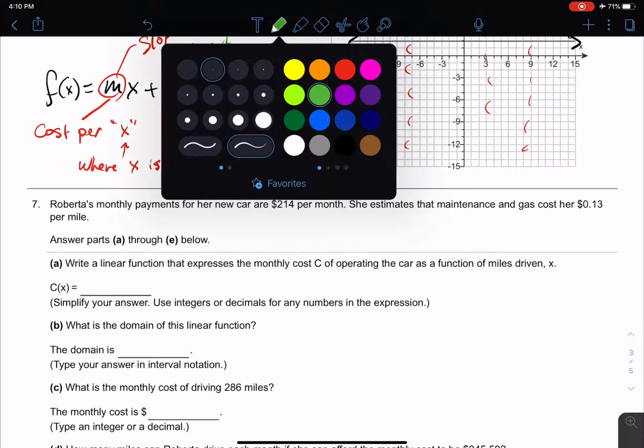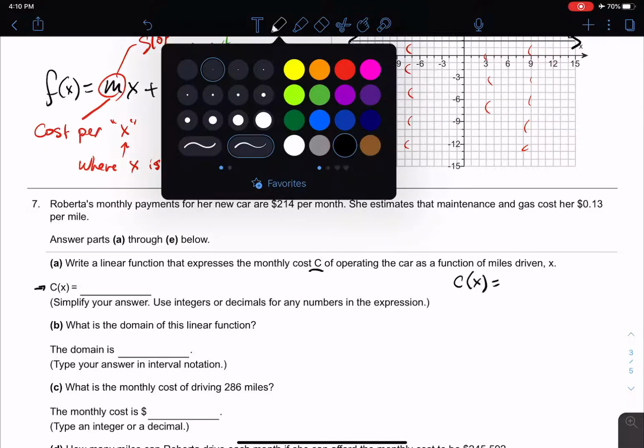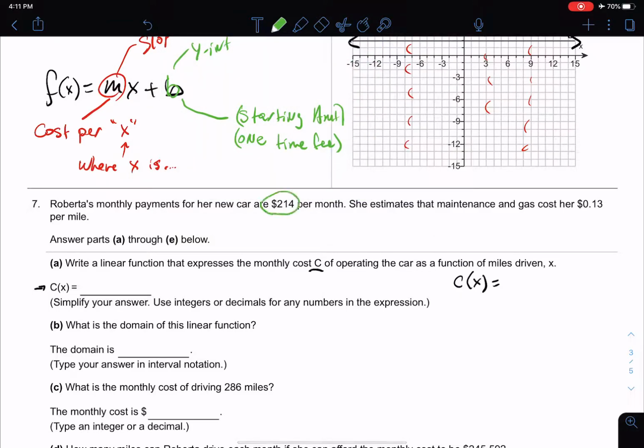They want us to use function notation, so let's go ahead and do that. Let's see if they're defining any of these variables. Yes, they have it right there for us. We're going to call this C of X. Now C of X is the total monthly cost of this car. They're telling us that no matter what happens, she has to pay that fee right there, $214. That is a starting cost, or a one-time or flat fee per month. $214 is what it costs for that car.